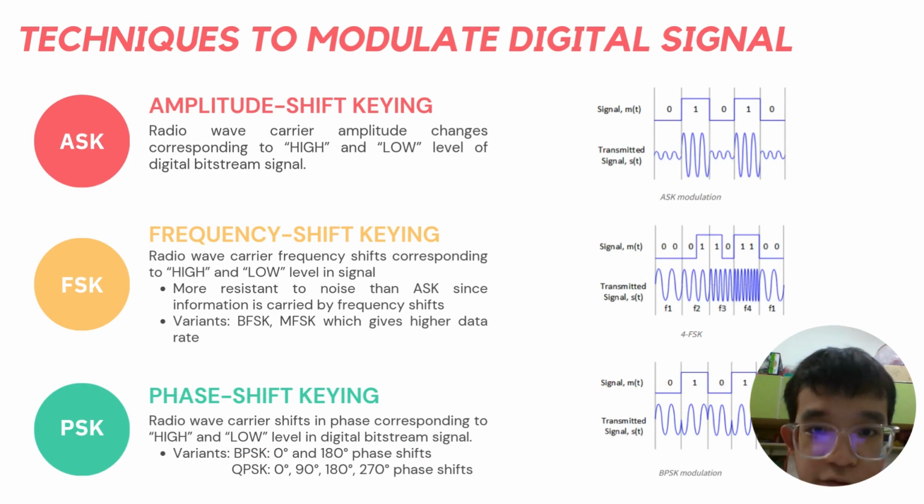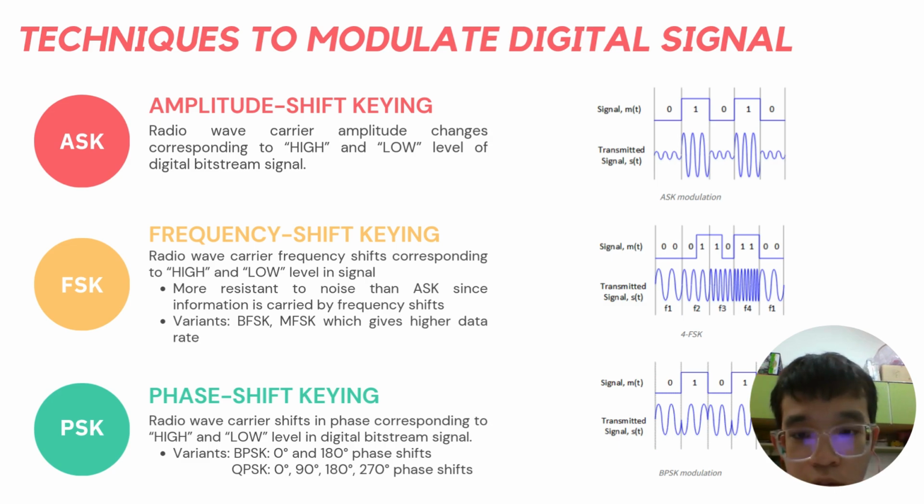First of all, we have three techniques, which are amplitude shift key, frequency shift key, and phase shift key. For amplitude shift key, the radio wave carrier amplitude changes corresponding to high and low levels of the digital bitstream signal. While for frequency shift key, the radio wave carrier frequency shifts corresponding to high and low levels in the signal. It is more resistant to noise than amplitude shift key, since information is carried by frequency shifts.